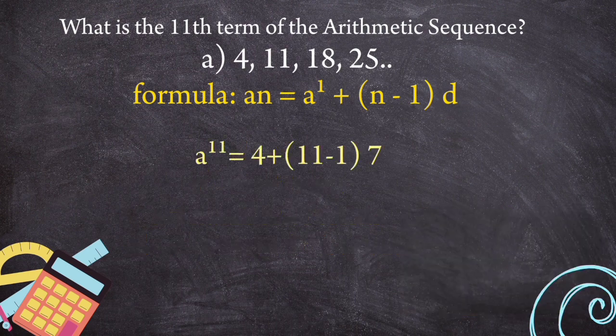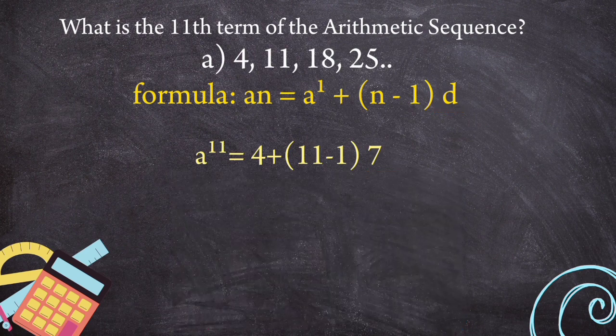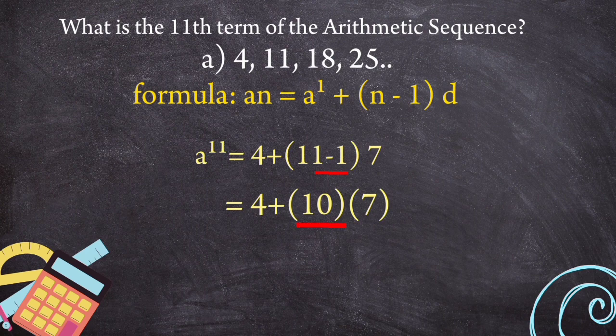In this case, we're finding the 11th term. Next is the first term, which is 4, plus the number of terms, which is 11, minus 1, and the common difference is 7. The next step is to subtract 1 from the number of terms. So, 11 minus 1 is 10. It will be 4 plus 10 times 7.